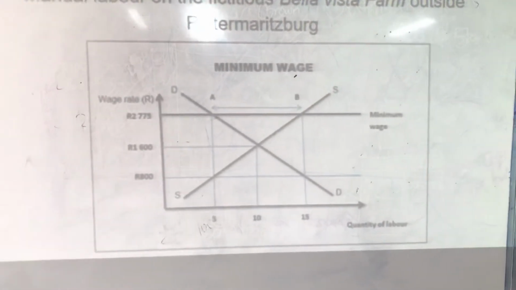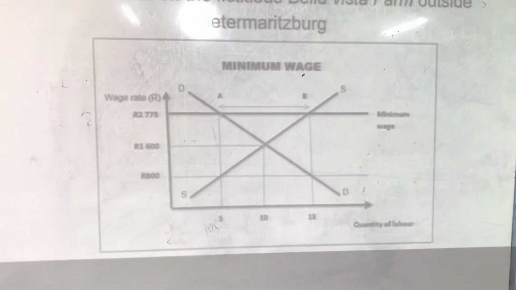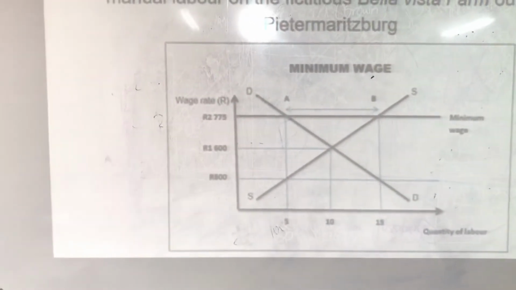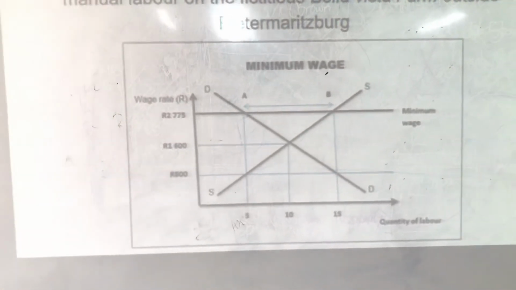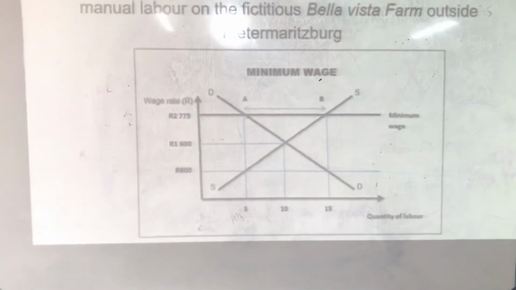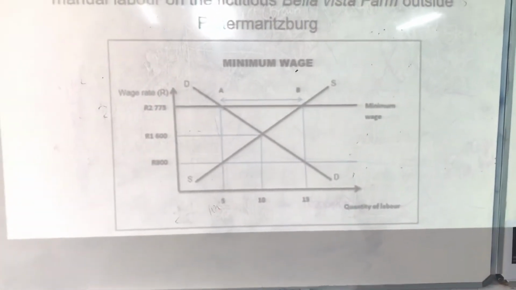It's a minimum wage graph. On the horizontal axis, we've got the quantity of labor. On the vertical axis, we've got the wage rate. And then we've been given some figures there in terms of the different pricing on the vertical axis and the different quantities on the horizontal axis. Okay, let's get straight into it. Question number 1.